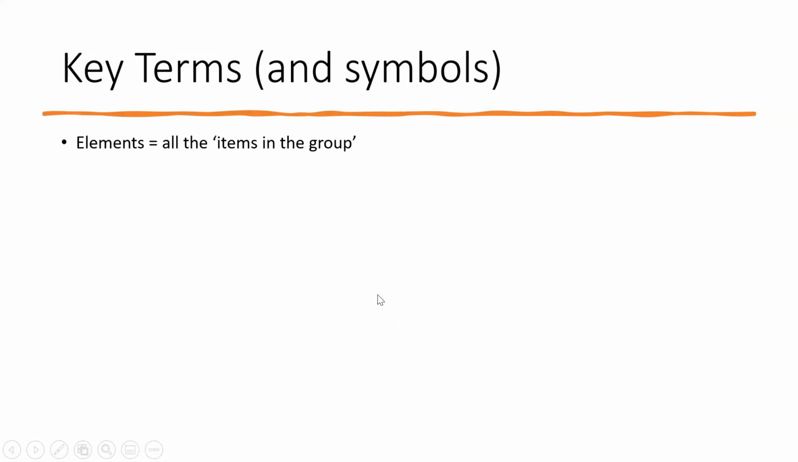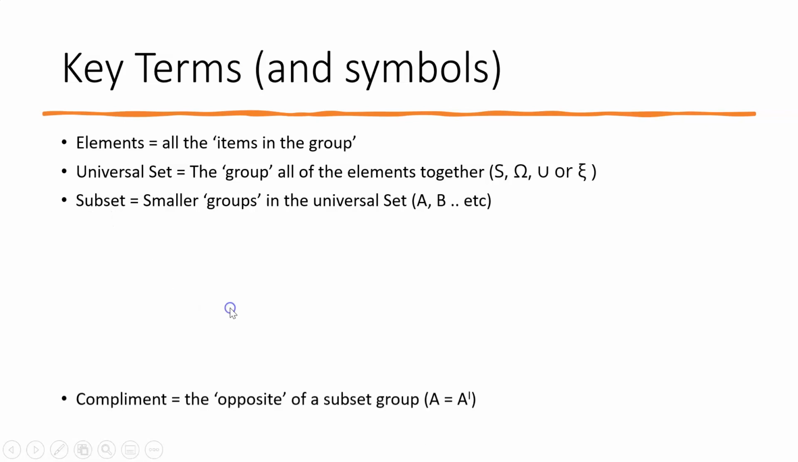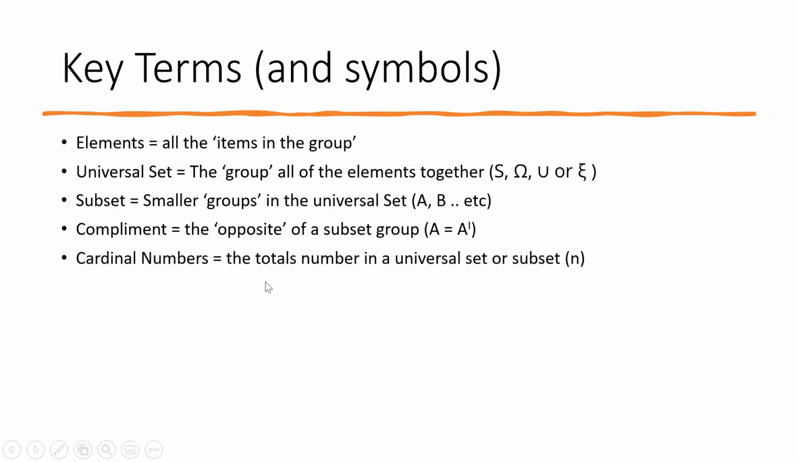Alrighty, so some key terms that we've learned here. Elements, all of the items in the group. We've learnt the idea that the universal set is all of those elements together. So that's that sample space that we've talked of before. We have subsets of our universal set. We have complements, which are the opposite of a subset. We have cardinal numbers, those total numbers of elements in a set or subset. Our null set, that's that empty set or no value.